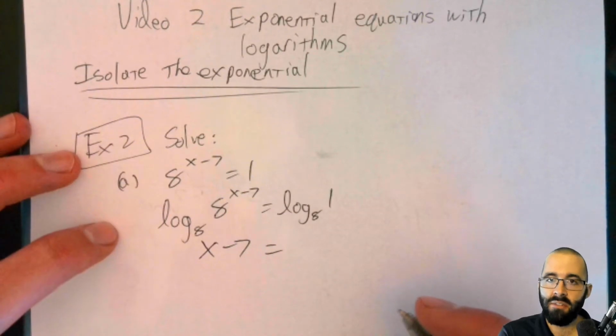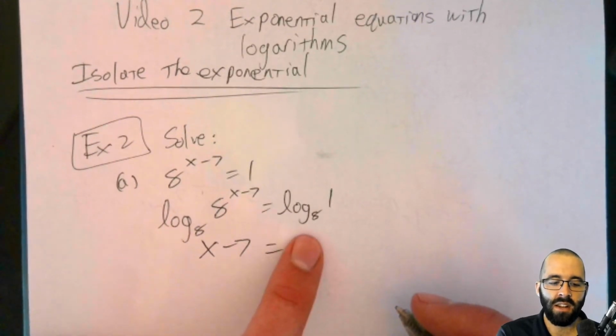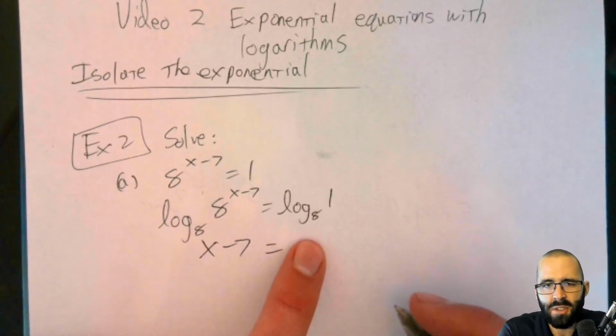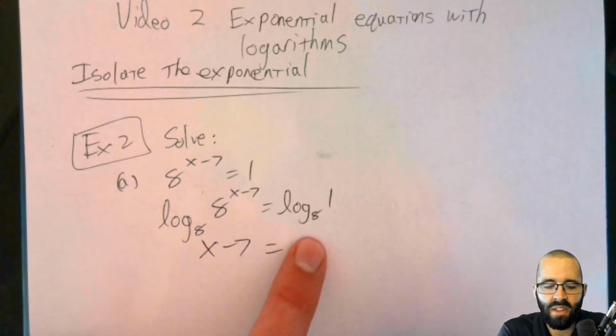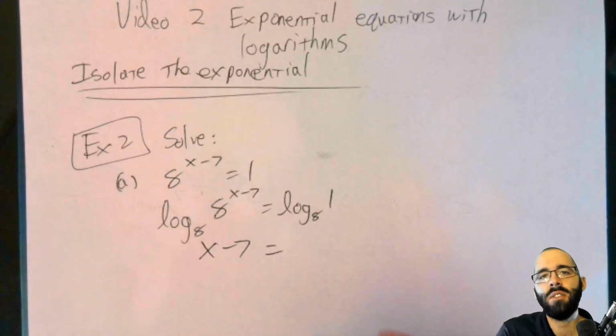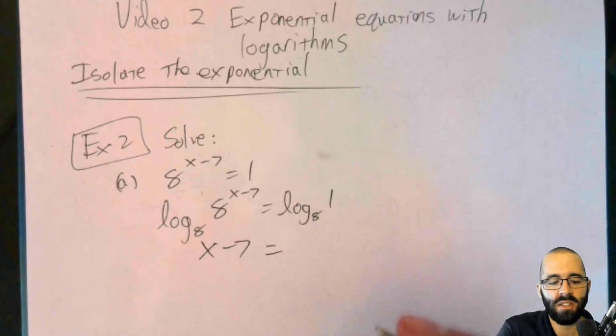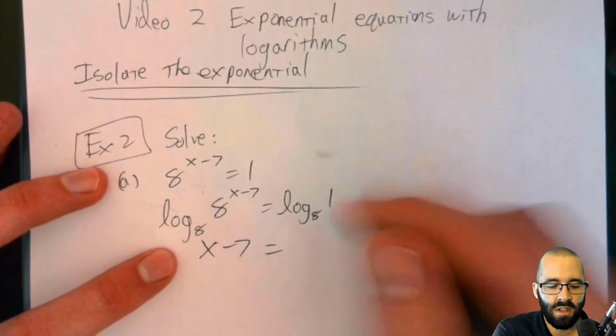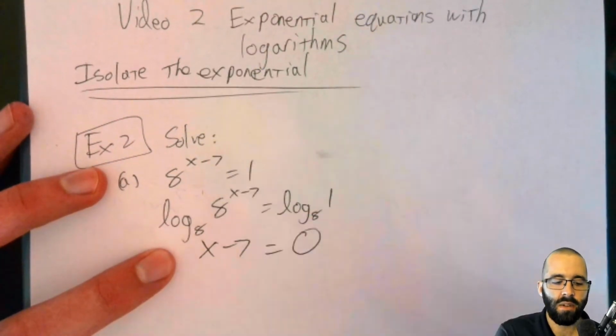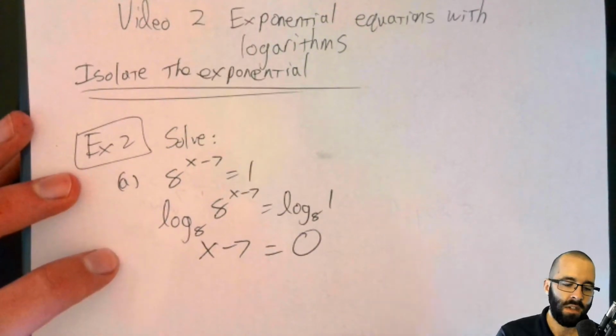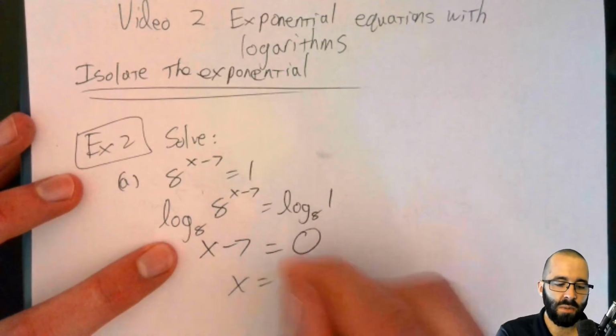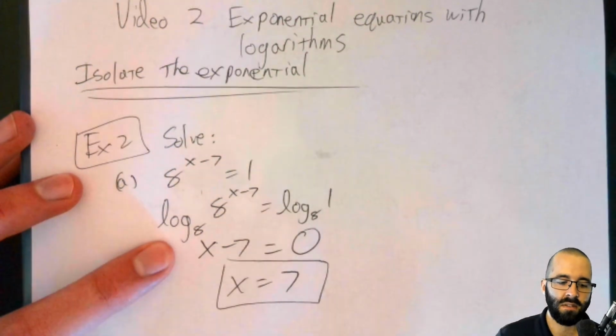Right-hand side, we can evaluate. Log base 8 of 1, we can evaluate that. Sometimes you won't be able to evaluate that, and then you'll have to either leave it as an exact answer or you can plug it into your calculator with the change of base formula to get an approximation. But log base 8 of 1 is 0. So x minus 7 equals 0. Add 7 to both sides. x is going to equal 7.